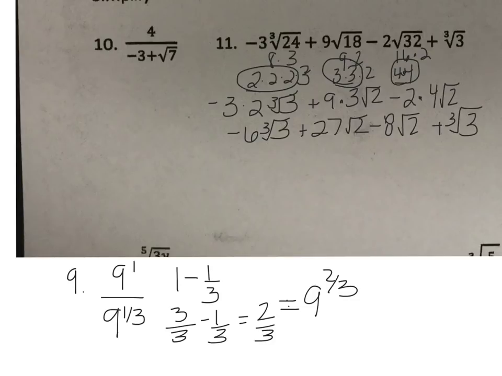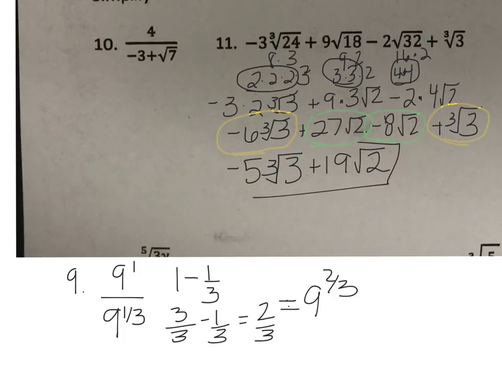Now I'm going to find my common terms. I have cube root of 3 and a cube root of 3. So my answer here, when I add up -6 cube root of 3 plus the cube root of 3, that's plus 1 cube root of 3. So -6 plus 1 is -5 cube root of 3. And then I have my square root 2's, so I have 27 minus 8, which is going to give me a positive 19 square root 2, and that's my final answer for number 11.